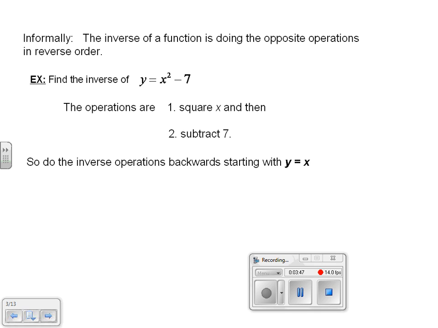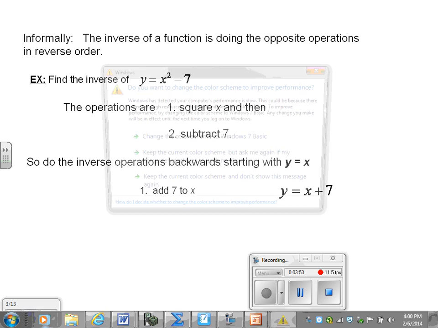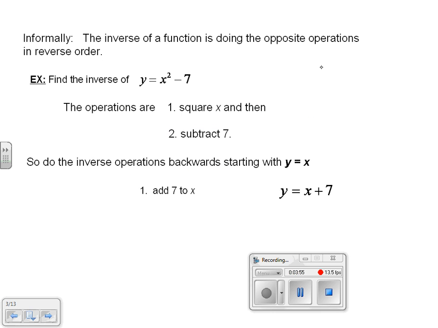So instead of squaring x and then subtracting 7, I'm going to do the opposite operations, the inverse operations, in reverse order. I'm going to add 7 to x first, so I get the equation y equals x plus 7. And then after I add 7, I'm going to take the square root. That's the opposite operation of squaring. So I'm going to add 7, and then take the square root.